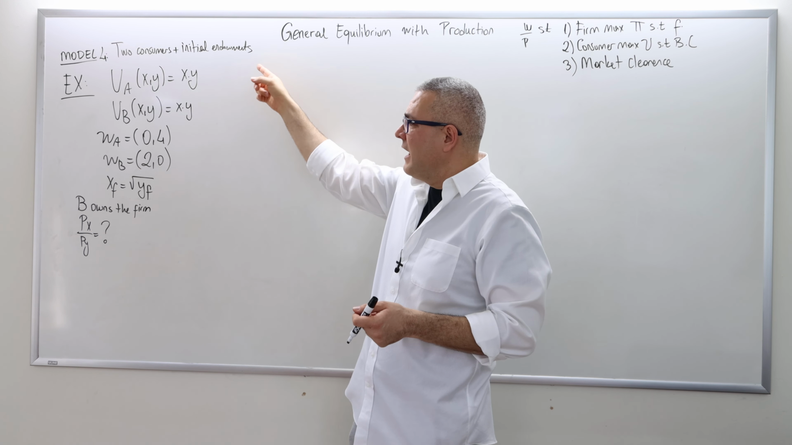Then the initial endowment for agent A: she has 0 units of good X and 4 units of good Y. And agent B has 2 units of good X and 0 units of good Y. It's just a numerical example. And then there's a firm, and the firm produces X by using Y. So Y is a consumption good, so it's sold on the market, but it's also an input, and the firm uses Y to produce X. YF corresponds to how many Y the firm is going to use, and XF denotes how many units of good X the firm is going to produce. Agent B owns the firm, all right?